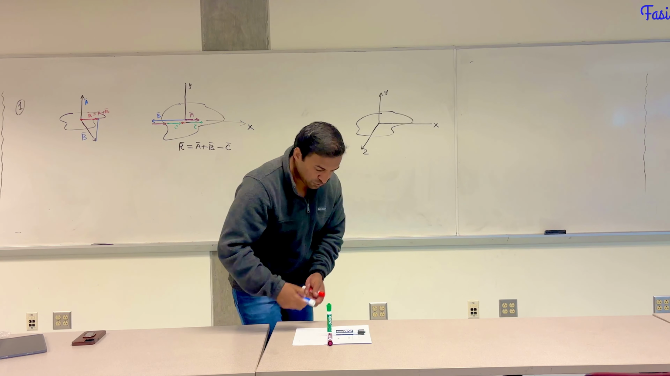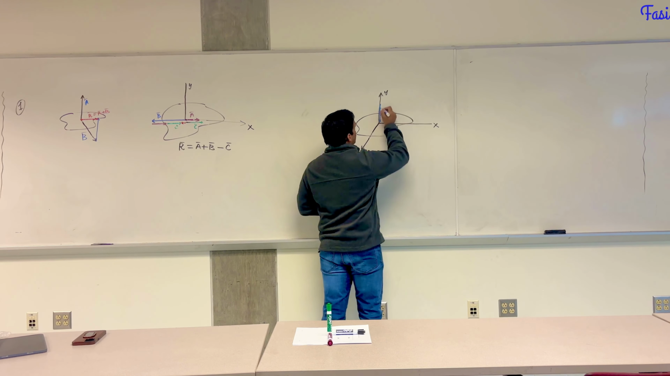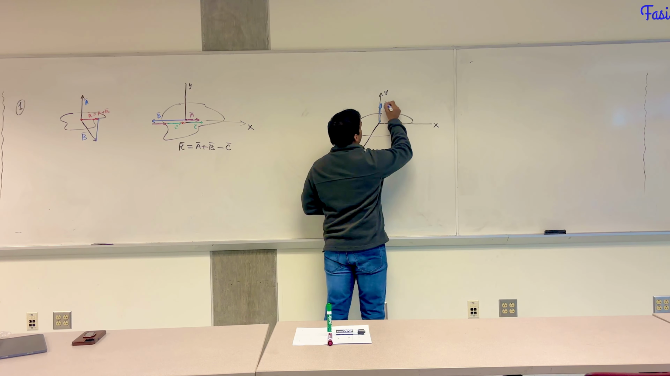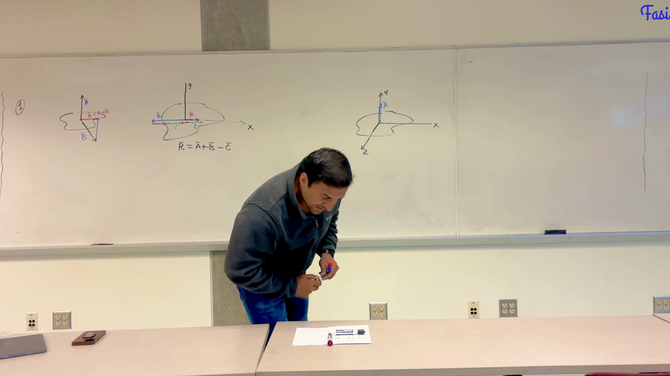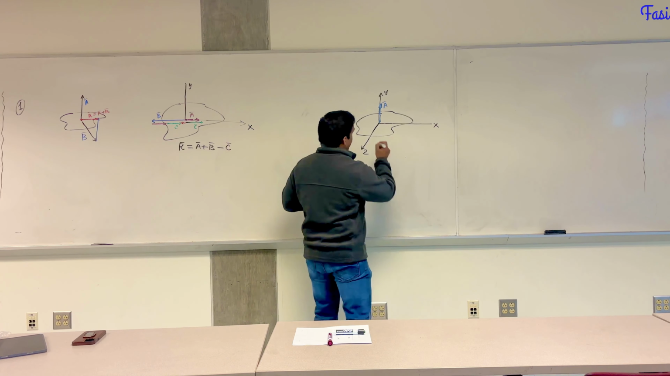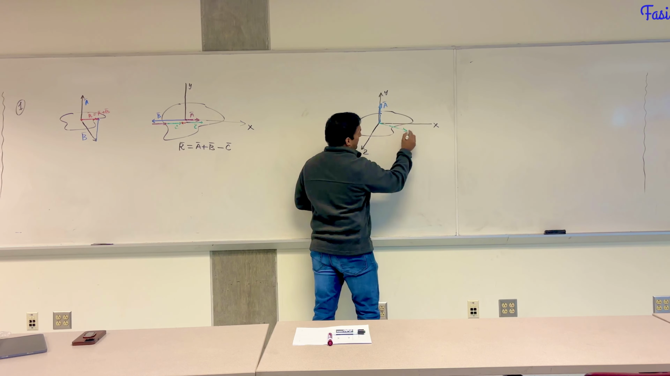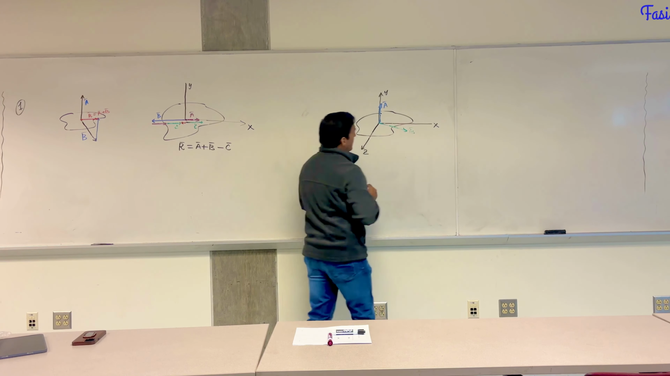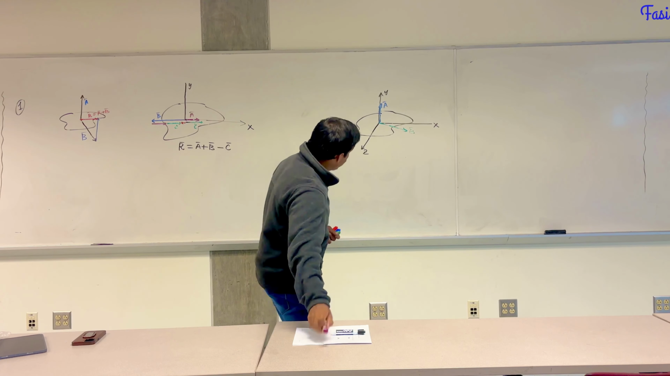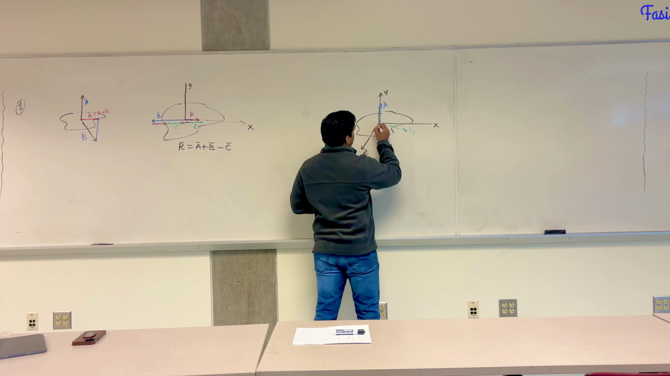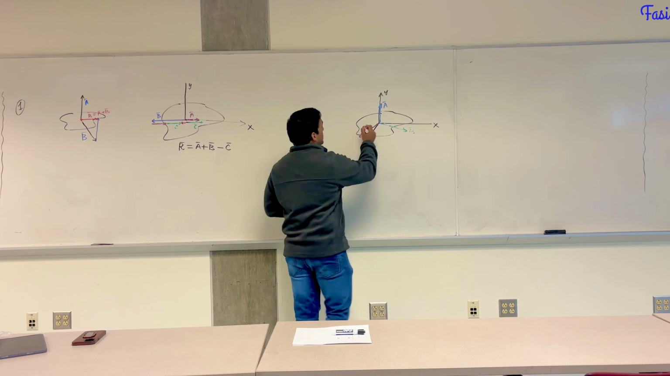So let me use blue for vector A. So the first vector is along the y-axis. So let's say this blue is vector A. Then the other vector, it's somewhat in this direction. Let's call it vector B. And then the third one, it's in this direction. Let's say this direction. This is my vector C.